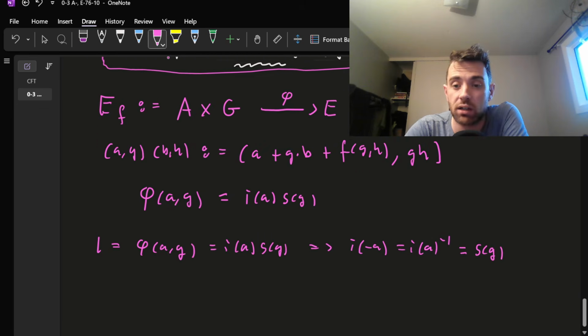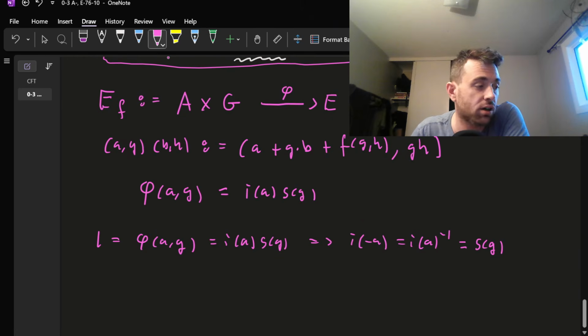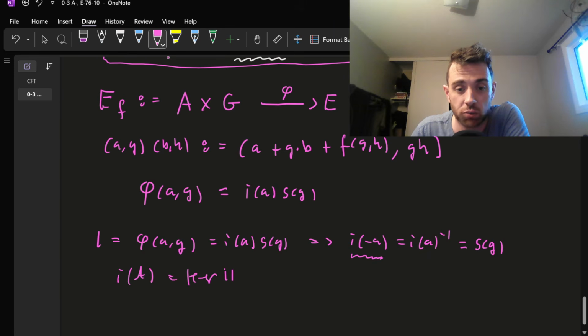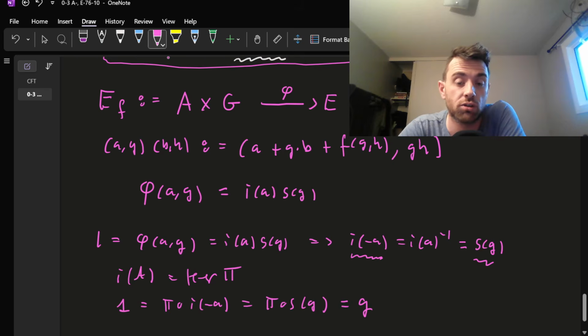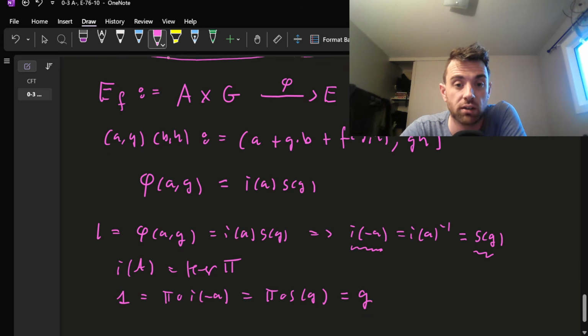But then I know that the image of a under this inclusion is the kernel of pi. And so I know that I would get out the identity of G if I applied pi to this. But that's the same as applying pi to s, and s is a section of pi. And so this must be g, and so I conclude that the g component is the identity.